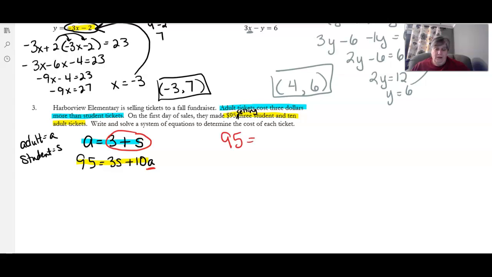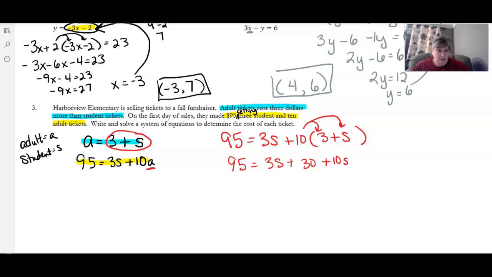So you should have had 95 equals 3s plus 10 times, and then parentheses. And the thing you're putting in the parentheses is 3 plus s. So we're going to distribute. And we're going to get 30. So I don't like writing s's because sometimes they look like 5s. Plus 10s. I can combine my terms and I'm going to get 13s plus 30. And I'm going to subtract 30 on both sides, so I get 65 is 13s. So that means s is 5.